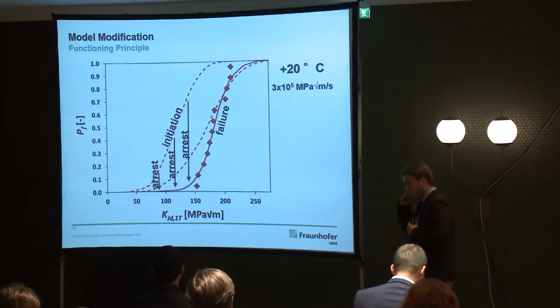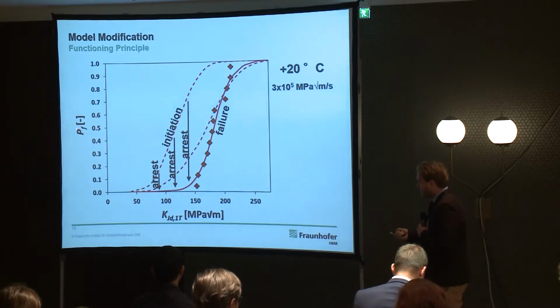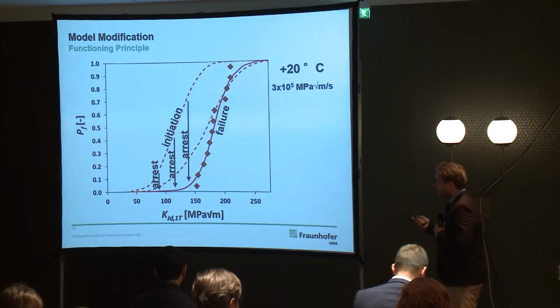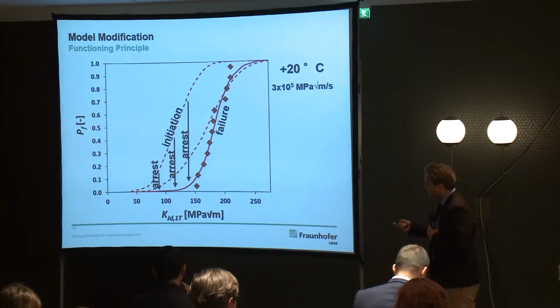So what happens to our model if we apply that? We have fracture probability over load again. And these are the experimental results. And now we fit the model, which is the solid line, to the experimental results again. And we can see here that it matches, not perfectly, but a lot better, than this dashed line right here, which is the original model.